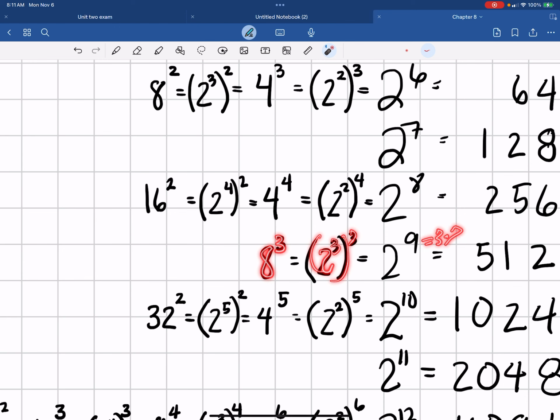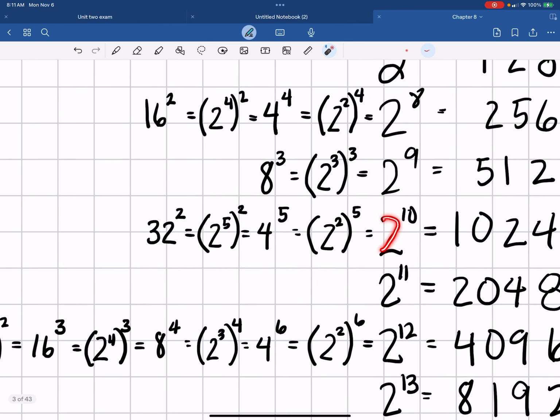We have a couple interpretations of 2 to the 10th, because 10 is 5 times 2, so we can have 2 squared to the 5th, because that gets us a 2 times 5, which is 4 to the 5th. But we can also go 2 to the 5th squared. And so that's 32 squared. 2 to the 11th, 11's prime.